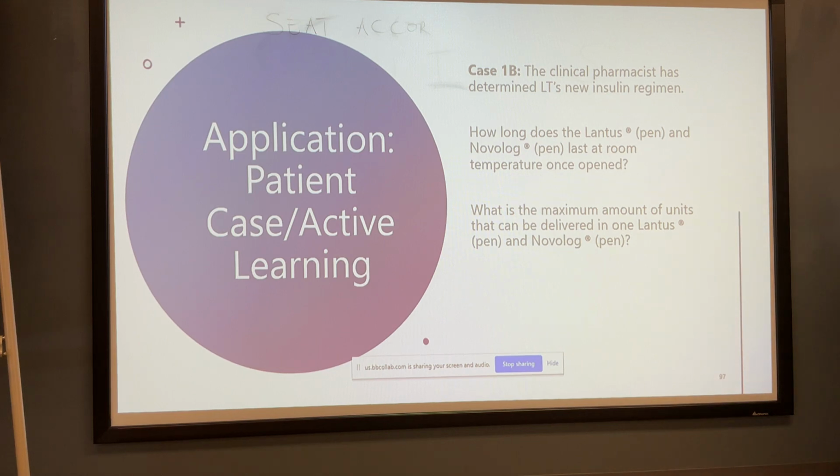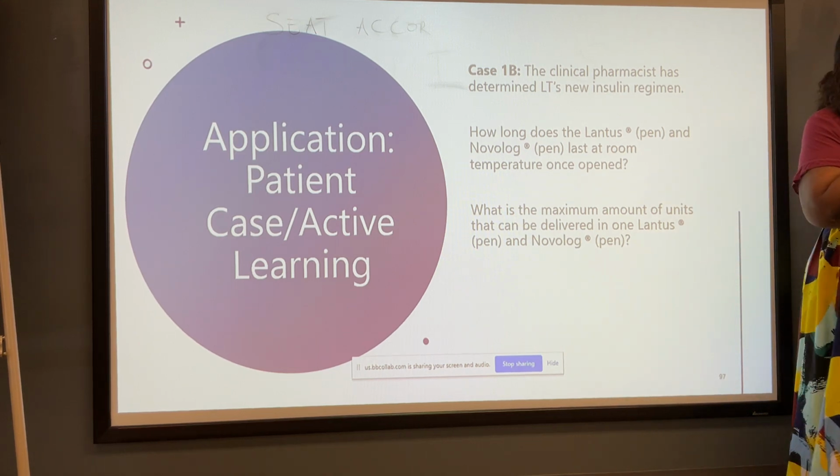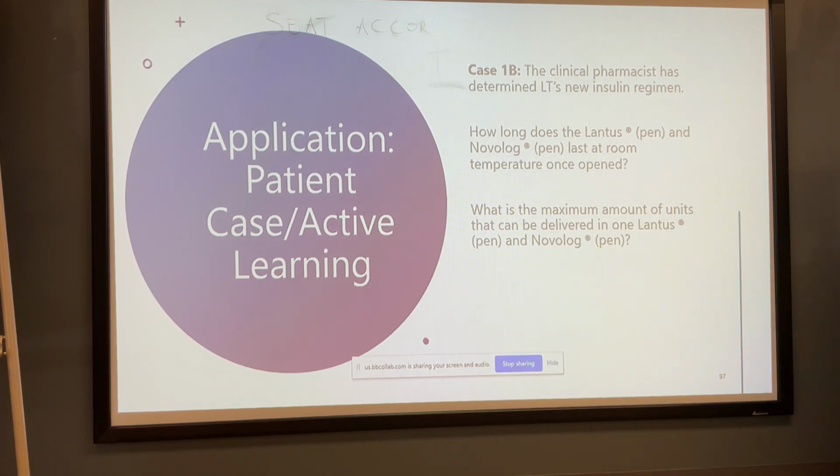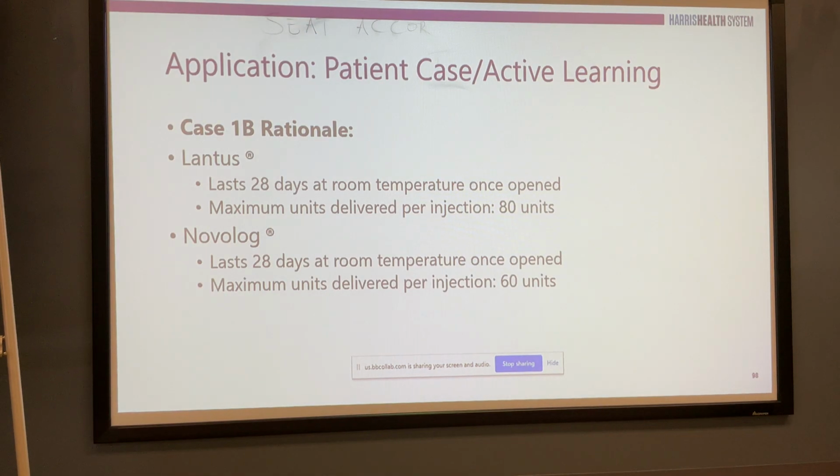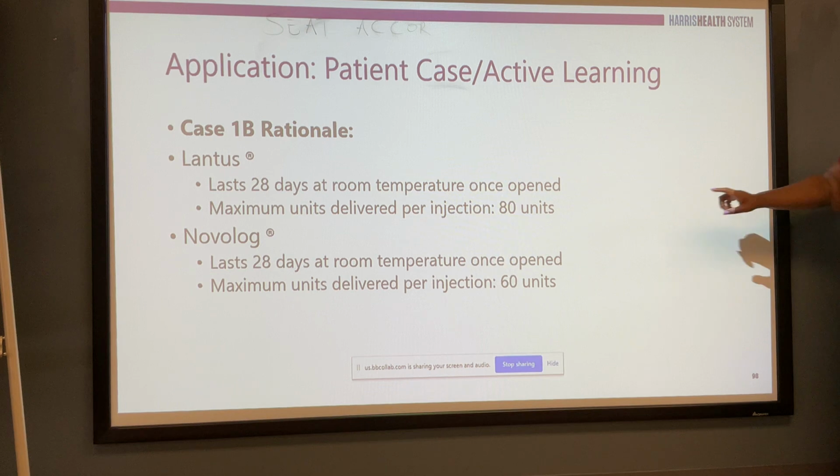So how much can you dial it? 80 units. 80. What slide is that? It's on that chart, it's in the slides, but it's also a separate document. So Lantus is good for 28 days at room temperature once you open up the vial, the pen, excuse me. And you can dial it up to a max of 80. And Novolog is good for 28 days with a max of 60.